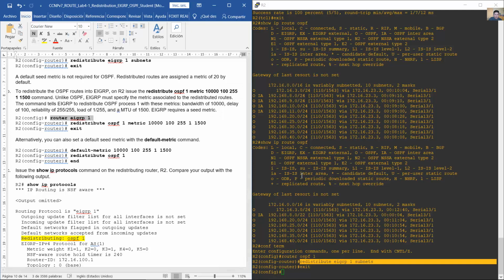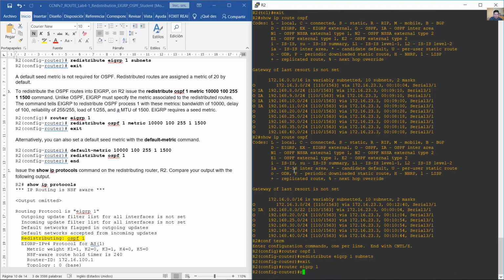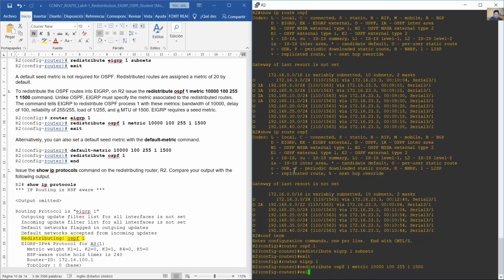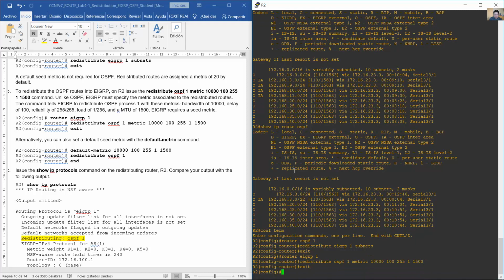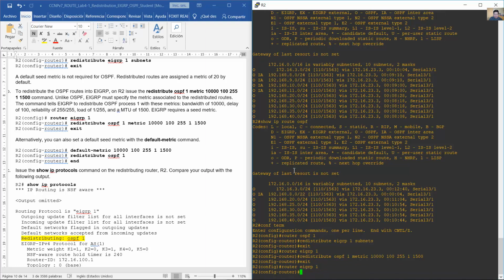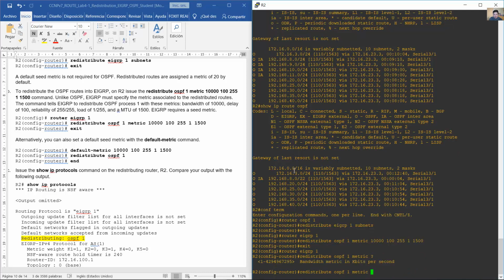Okay, router EIGRP 1, but on R2. Enter EIGRP, router EIGRP 1, redistribute OSPF process ID 1 with this metric: 10000 100 255 1 1500. Then exit. For example, review the command again: router EIGRP 1, redistribute OSPF 1, metric, then question mark to view the options.